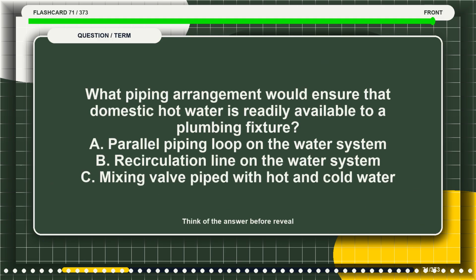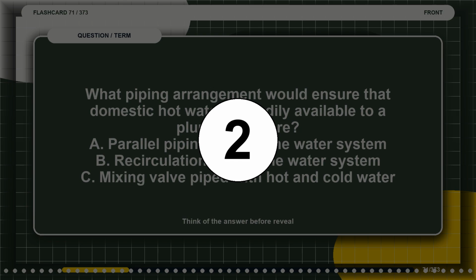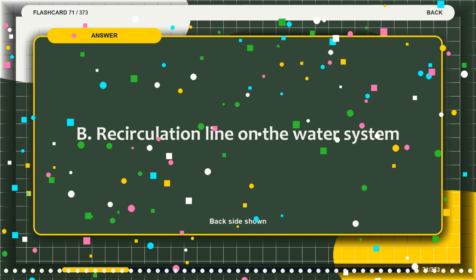Flashcard 71. What piping arrangement would ensure that domestic hot water is readily available to a plumbing fixture? A. Parallel piping loop on the water system. B. Recirculation line on the water system. C. Mixing valve piped with hot and cold water. Think of the answer before the reveal. The answer is B. Recirculation line on the water system.